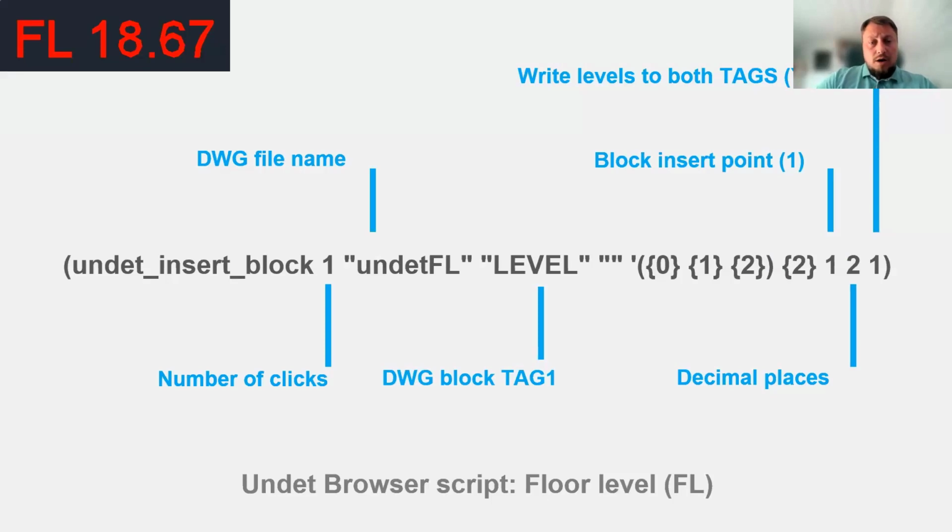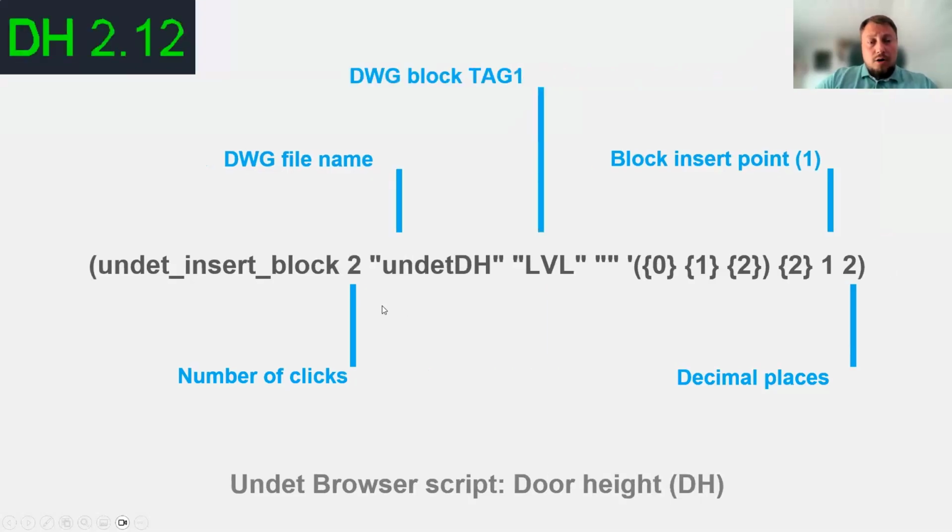For example, how the Undet FL script is looking, which inserts the FL level value. So as you can see, 1 click. DWG file name is Undet FL. The block tag is level. Block insert point on the first click, because I only have this. Decimal place is 2. And the option to write the tags is 1. So this is how the Undet FL block is looking. Door height block. To annotate the door heights, we need 2 clicks on the floors and on the door head. So number of clicks will be 2. DWG file name, DH, DWG block tag, block insert point, and decimal places.